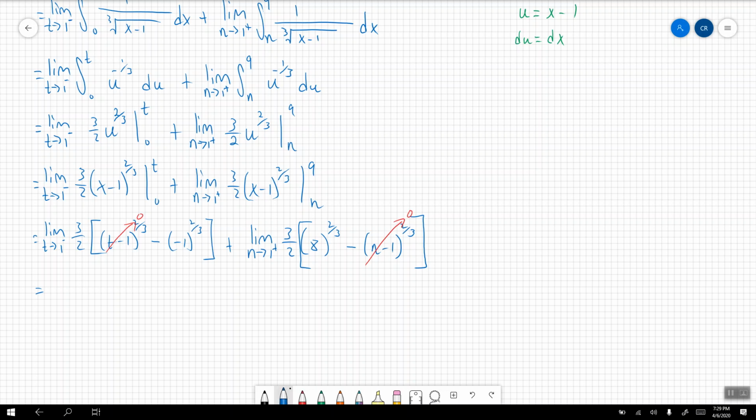So what are these limits evaluating into? Well, that's going to be the cube root of -1, that's -1, square that, that's just going to be 1, so that's going to be -1, nice, plus this limit here, let's evaluate this limit here. It's going to be the cube root of 8, the cube root of 8 is 2, so that's going to be 2 to the power of 2, that's going to be 4.